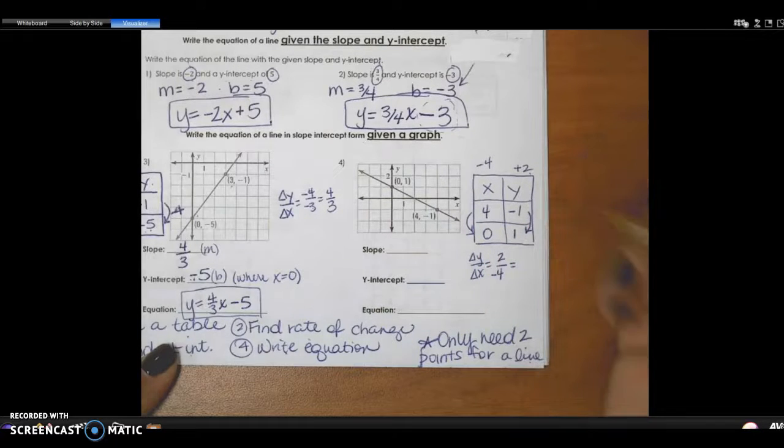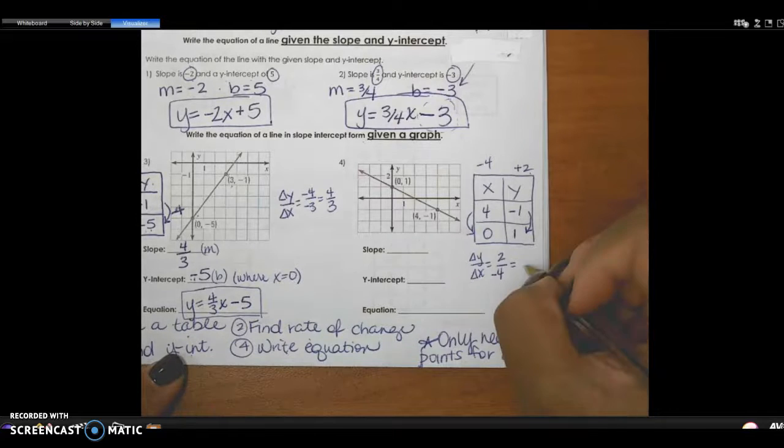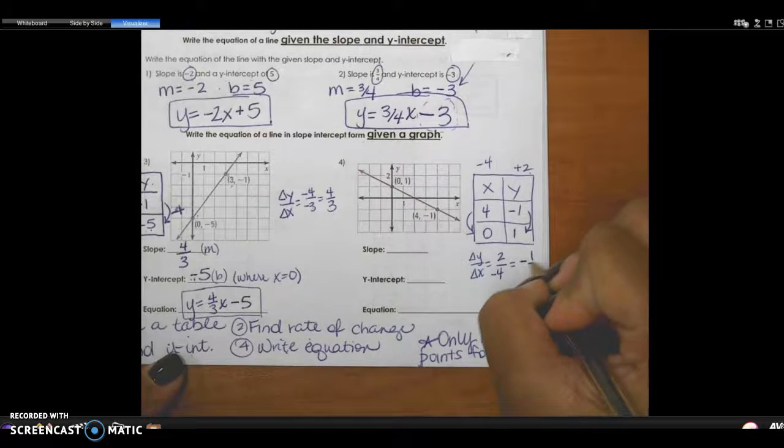This is a fraction. Fractions can be simplified. Fractions can be converted into decimals. Fractions can be converted into percents. In this case, I don't want to deal with any percents because that's not anything that I've written down in my notes or discussed in class. So I'm just going to simplify it, and I'm going to end up with negative 1/2.